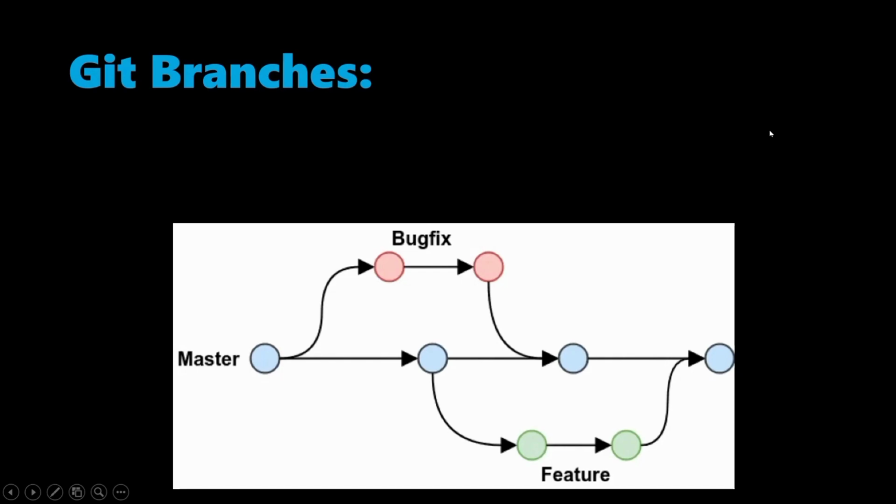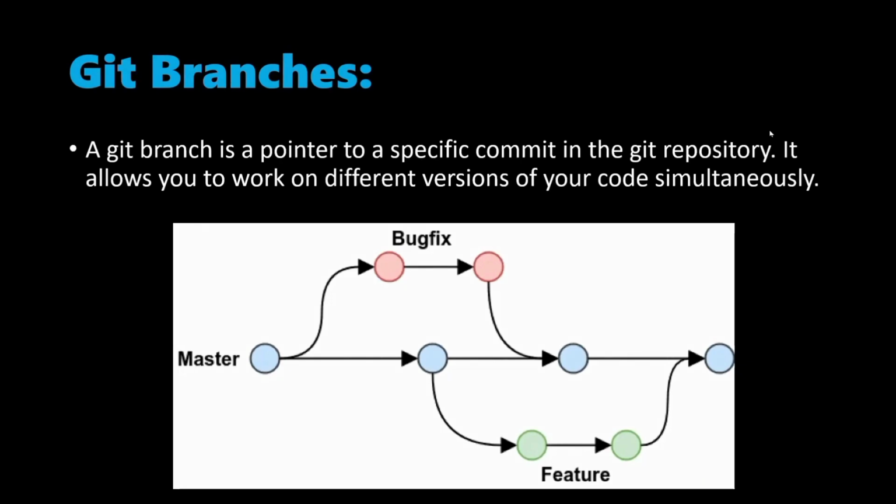So what are Git branches? A Git branch is a pointer to a specific commit in the Git repository. It allows you to work on different versions of your code simultaneously. Now, what is the meaning of the first line that I told you? A Git branch is a pointer to a specific commit in the Git repository.